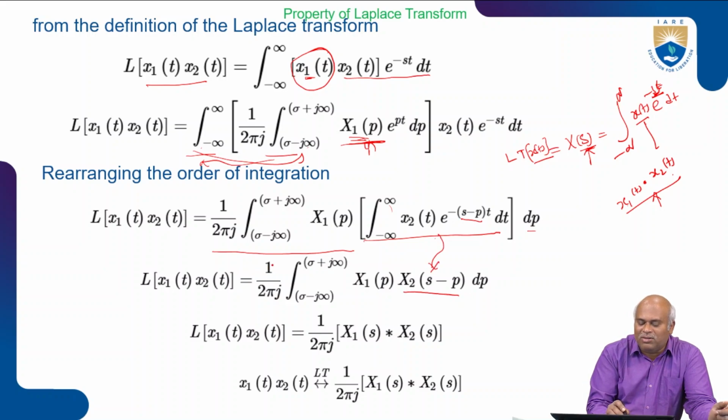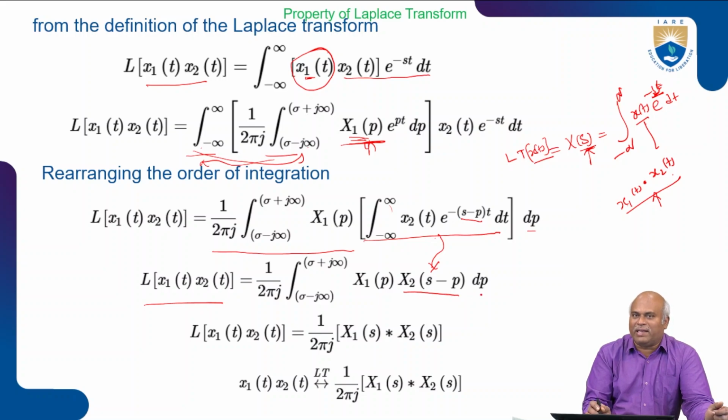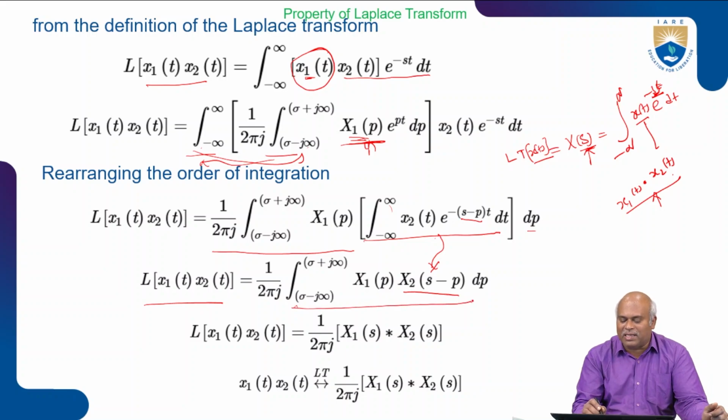So this is equal to, that means the Laplace transform of x1 of t times x2 of t is equal to 1 by 2 pi j integration of sigma minus j infinity to sigma plus j infinity of x1 of p, x2 of s minus p dp, I write. Now you can see this term, what will happen? What will this entire term represent? This is in the case of time convolution.